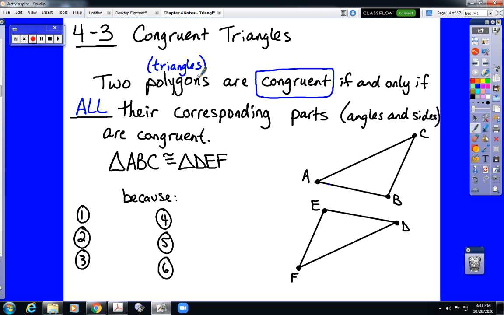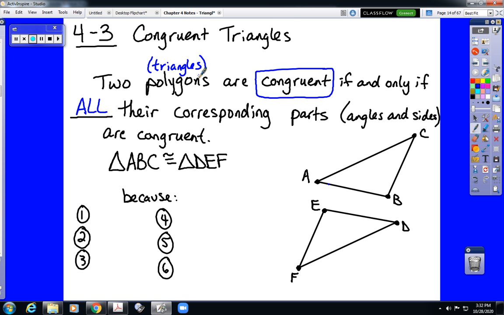Now, what I mean when I say corresponding parts is, we have two different triangles. We can state that those two triangles are congruent if and only if for every angle in the first triangle, there is a matching, congruent angle in the second triangle, and for every side in the first triangle, there is a congruent side in the second triangle. In other words, the two triangles are not only the same shape, but also exactly the same size. So that's what congruent means when we talk about polygons: same size, same shape.